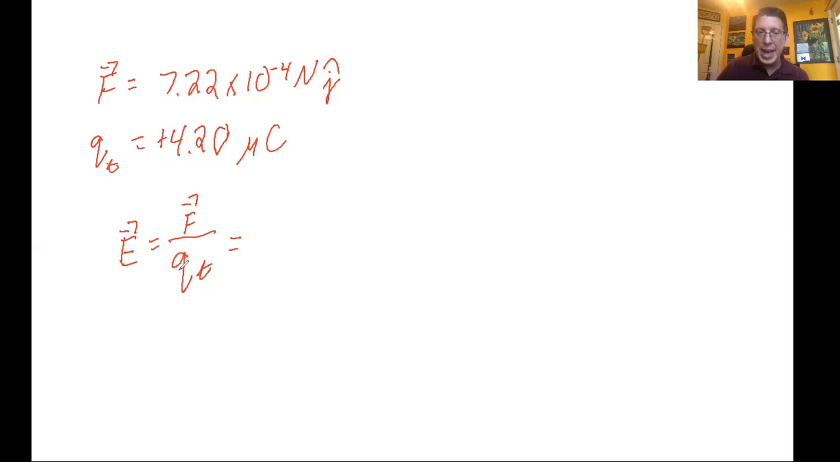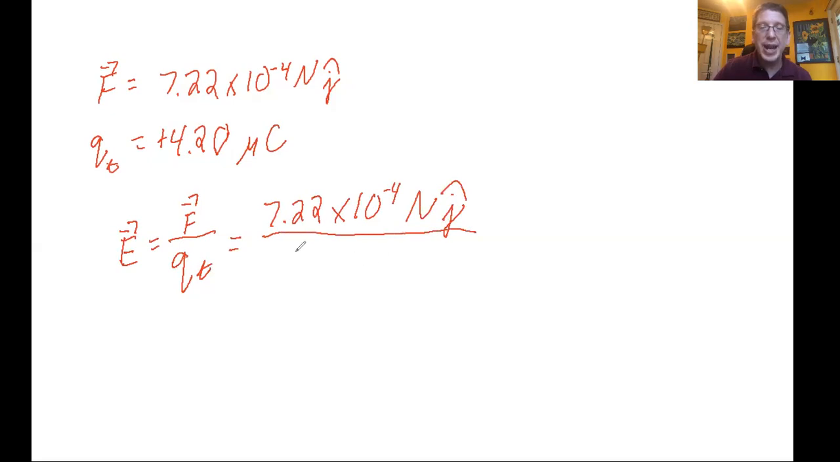If the test charge were negative, we would have to include the negative sign here because we're asked for the vector. We are not asked for the magnitude of the vector in this problem. So that's 7.22 times 10 to the negative 4 newtons, j hat. So again, it's a vector equation, so don't omit the j hat term. And then 4.20 times 10 to the negative 6 coulombs. So again, you get your answer in terms of newtons per coulomb.